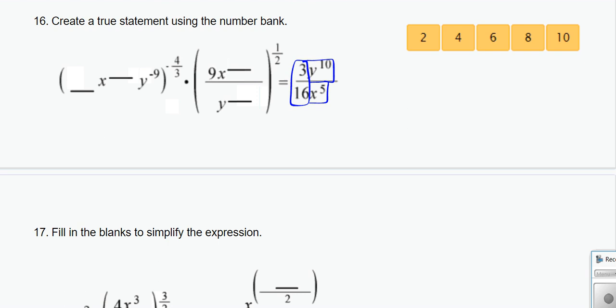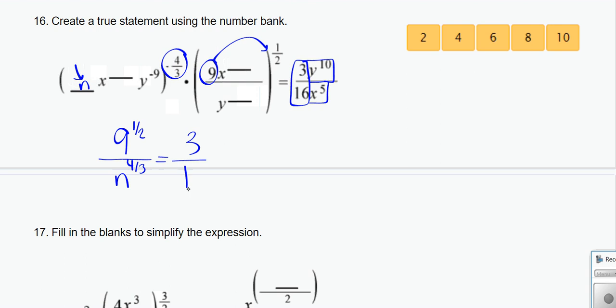Okay, so we have some number that will go here that's being raised to the negative 4/3 power. So what's that going to do? I'm going to call that number n. It's going to put that number in the denominator and be raised to the 4/3. Well, then it's going to be multiplied by 9 to the 1/2. And it's got to be equal to 3/16.